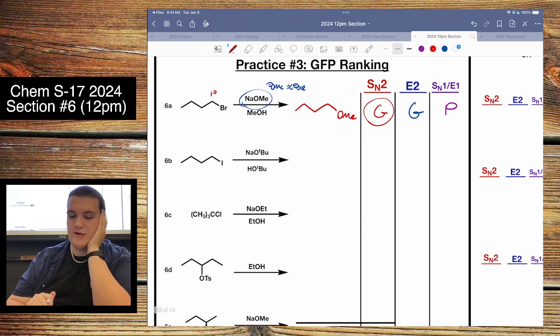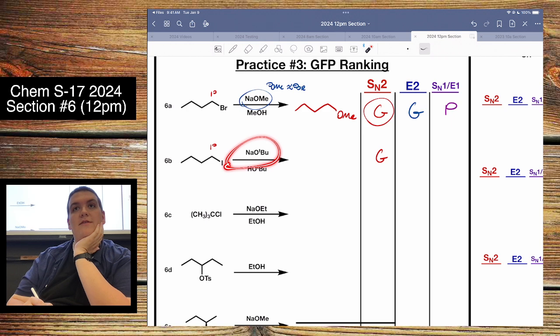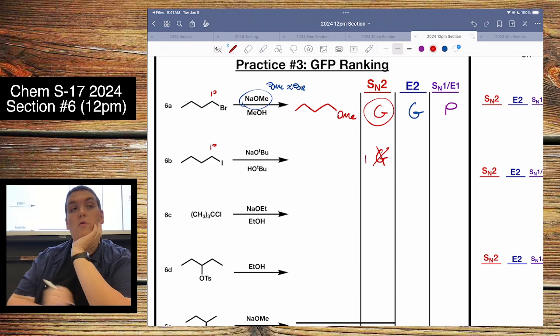I start off with SN2. So is it primary, secondary, or tertiary? Primary. So it's good for SN2. Then I do a vibe check of the nucleophile. Is this a good nucleophile? No, this is our tert-butoxide. So it's a bulky nucleophile. That's going to make this poor for SN2. So again, it's one of those pitfalls where you have to be doing these little checks.